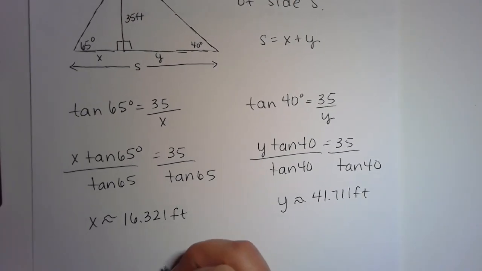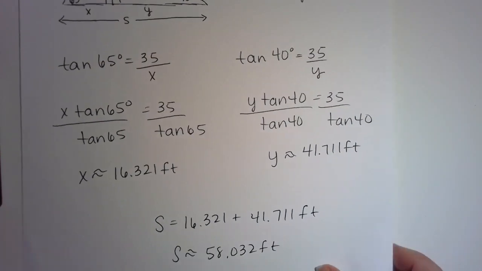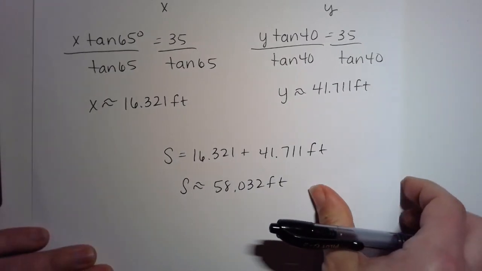Oh, maybe one more step. So the whole side S is 16.321 plus 41.711 feet, right, in this case. And when I add them together, I get S is approximately 58.032 feet. Oops, sorry. There you go. Okay. Moving on to the last example here.